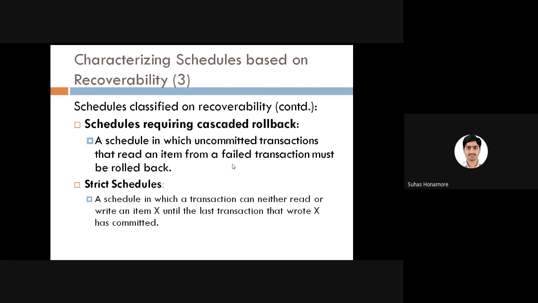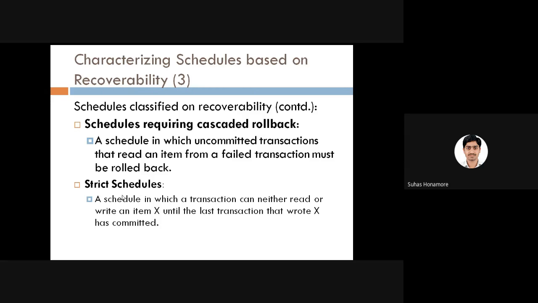Whenever a transaction fails, whatever you are reading is obviously a dirty read, so you have to roll back that transaction. This entire schedule we will call a schedule requiring cascaded rollback. One after another, it may affect n number of transactions, so that entire schedule has to be rolled back.